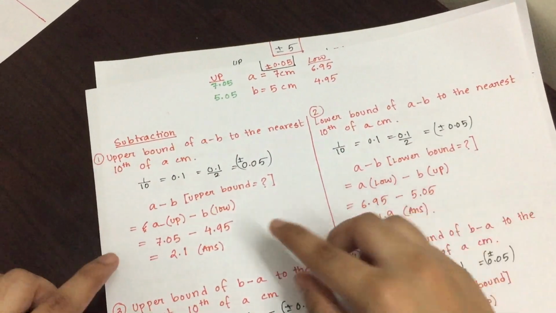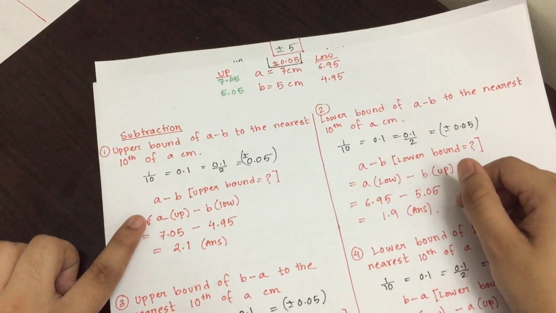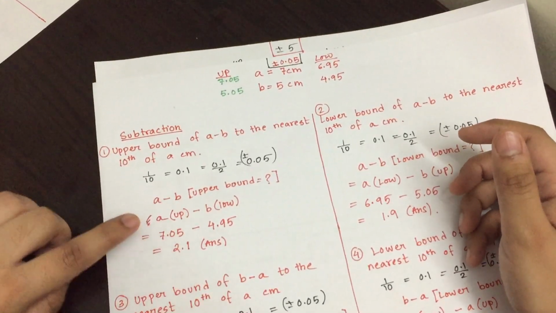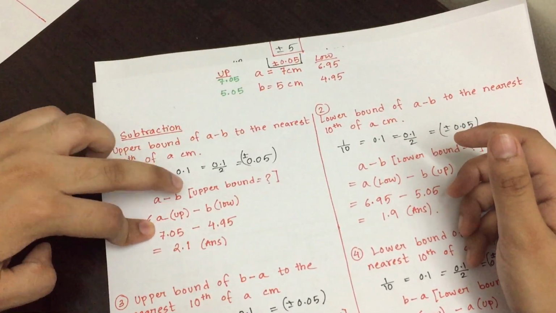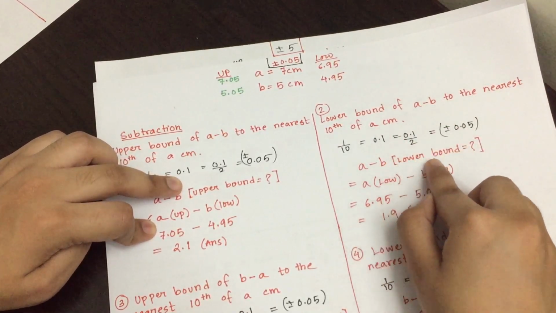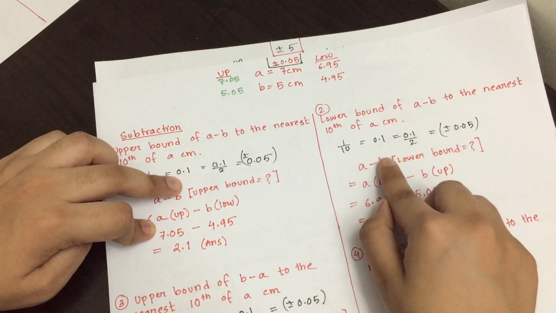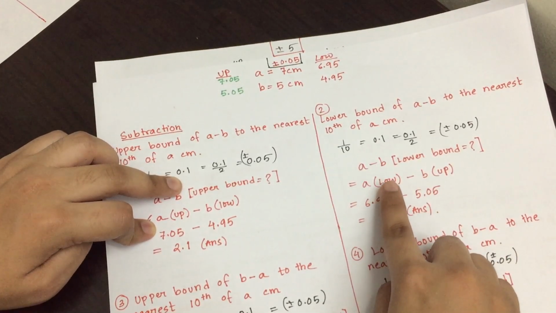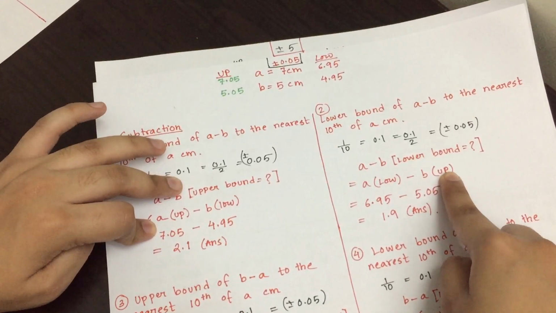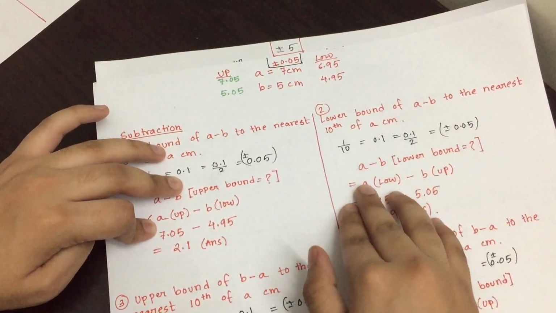And when it comes to subtraction, if I have to find the upper bound of A minus B, then we take the upper bound of A and the lower bound of B. Similarly, if it says the lower bound of A minus B, we take at first the lower bound and then the upper bound. We subtract the upper bound from the lower bound.